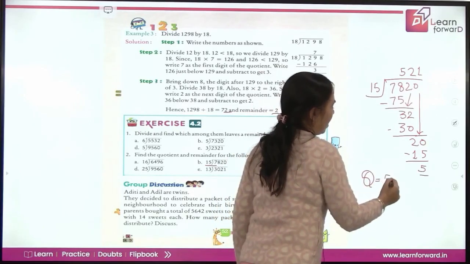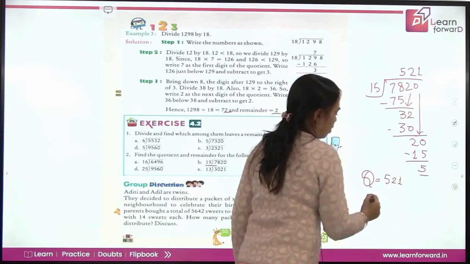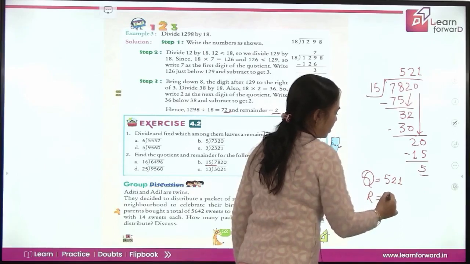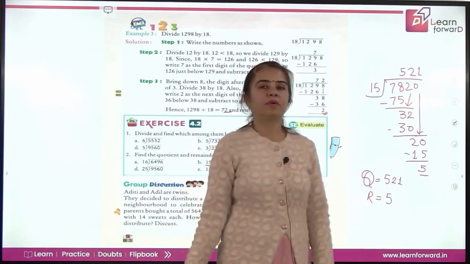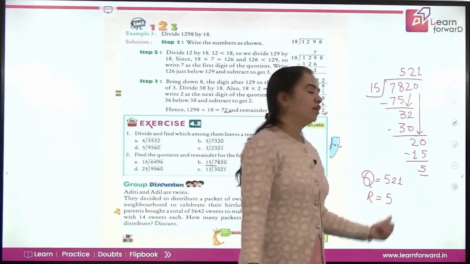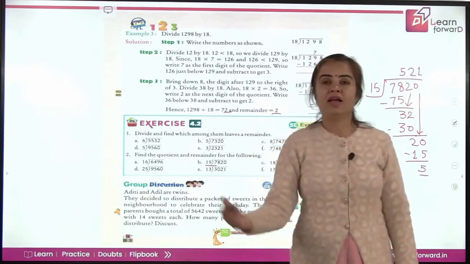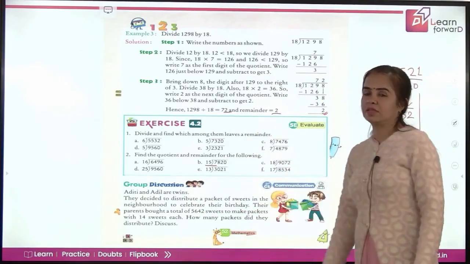You all are giving answers so confidently. I am happy to see that, children. And this all comes with practice. So your quotient is 521, remainder is 5. And the same way you'll be doing all the parts here.